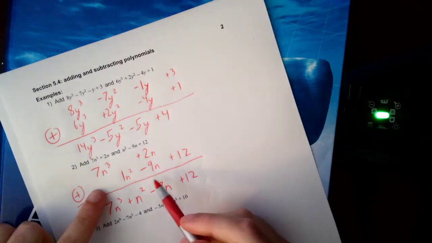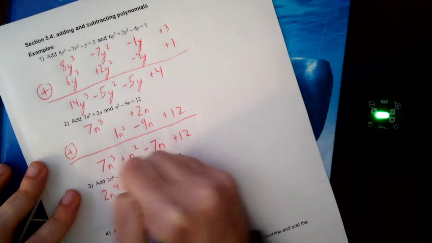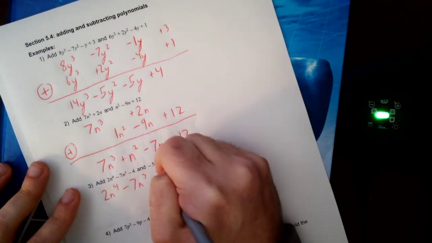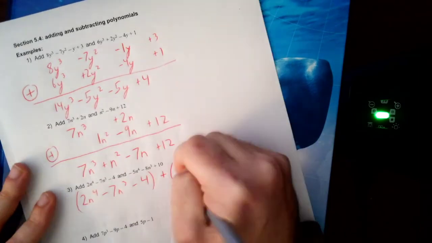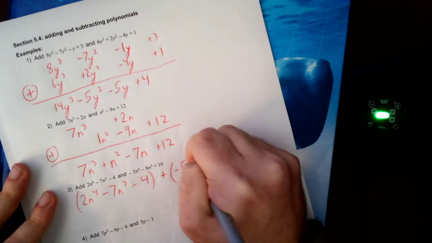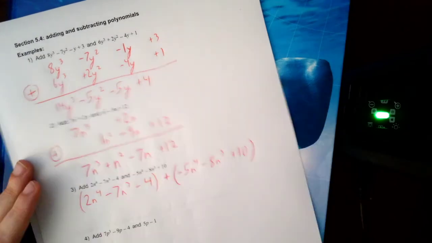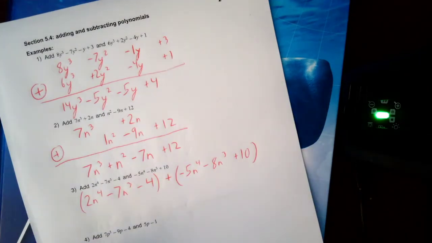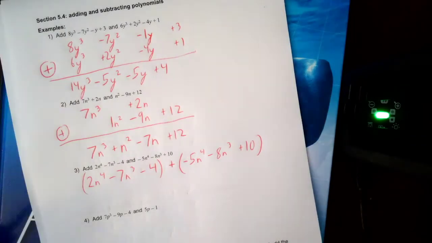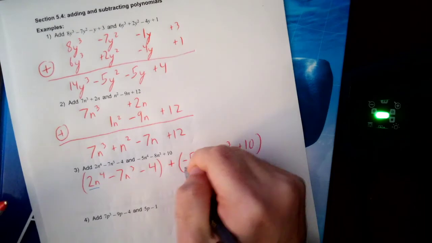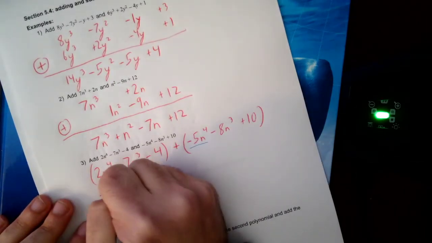Now, we don't always have to add vertically. Sometimes you can just write out both of your polynomials. And I like to put them in parentheses and put a plus sign in between them. And then I walk through exponent by exponent. I do my n to the fourths first. 2n to the fourth and negative 5n to the fourth add to be negative 3n to the 4.